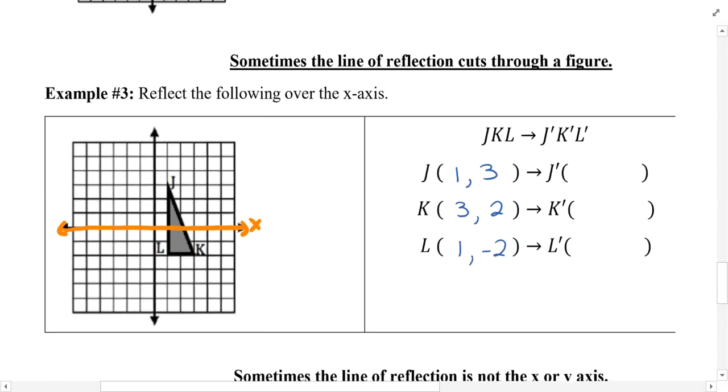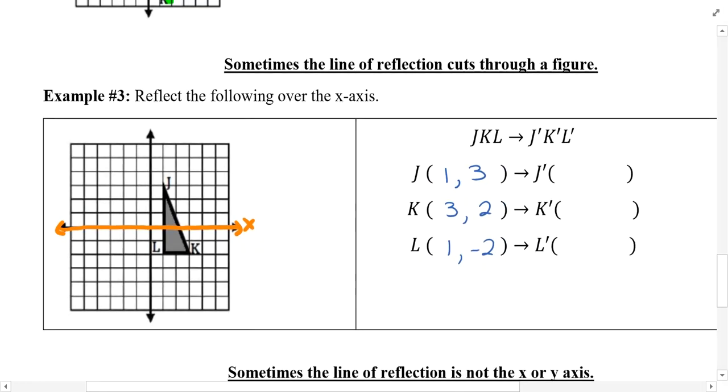And according to our rules, when we reflect over the x-axis, the x stays the same. So I'm going to make a note, x stays same, and y flips its sign. So with my points, if x stays the same, 1, 3, and 1 will all be the same value. And then looking at my y's, 3 would become a -3, 2 would become a -2, and -2 would become a +2.